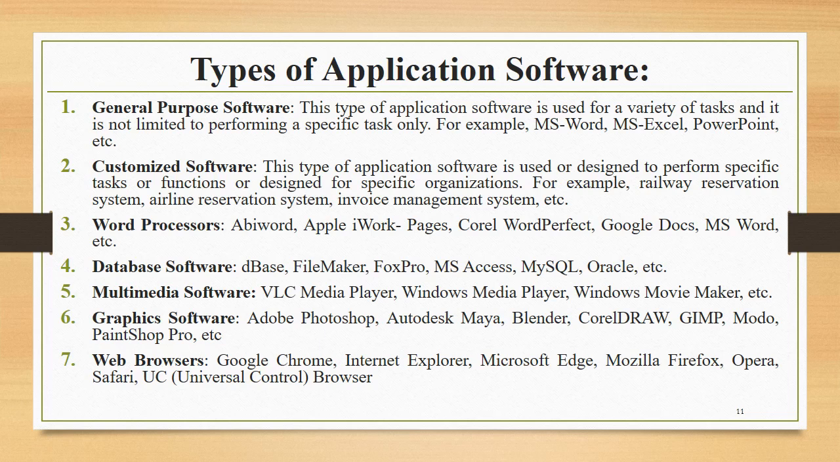General purpose software. This type of application software is used for a variety of tasks and it is not limited to performing a specific task only. For example, MS Word, MS Excel, PowerPoint, etc. 2. Customized software. This type of application software is designed to perform specific tasks or functions for specific organizations. For example, railway reservation system, airline reservation system, invoice management system, etc.